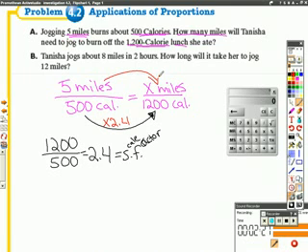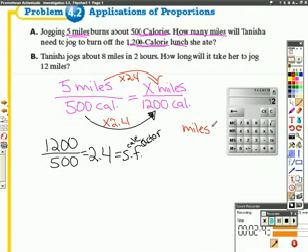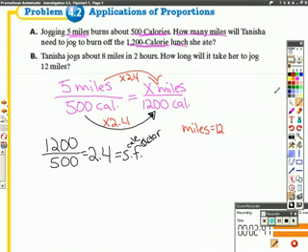Now we're going to do the same thing for 5 miles to X miles. We're going to multiply by 2.4. So 5 times 2.4 equals 12. So X miles equals 12. And we have solved our problem.